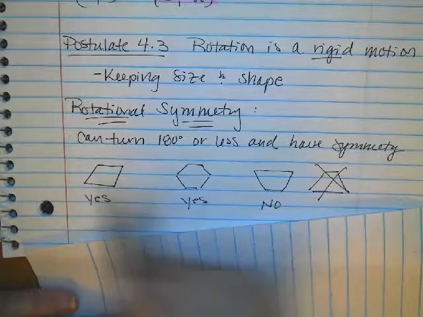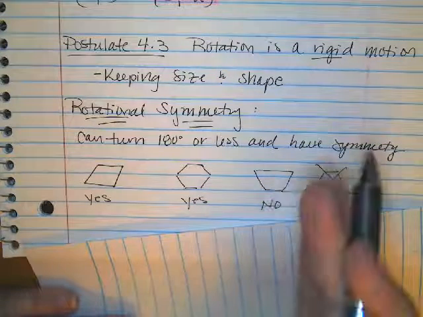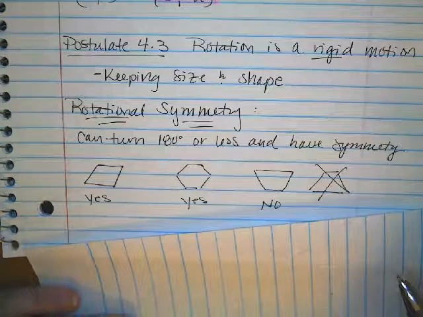So only rotational symmetry if I can turn that shape and either before, on a half of a turn or less, I can get back to this same shape. That's rotational symmetry.